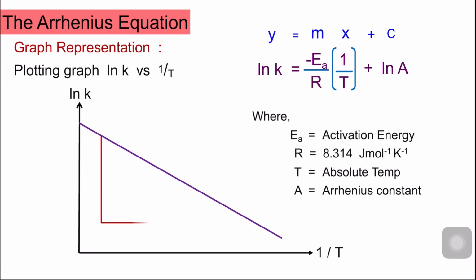And the gradient will be negative Ea over R, because this expression represents the gradient m. And then your y-intercept will be ln A, from here. The same goes for this expression. So if the question gives you a graph, or asks you to plot the graph and calculate either the Arrhenius constant, the gradient or the activation energy, make sure you know how to relate it based on this graph.